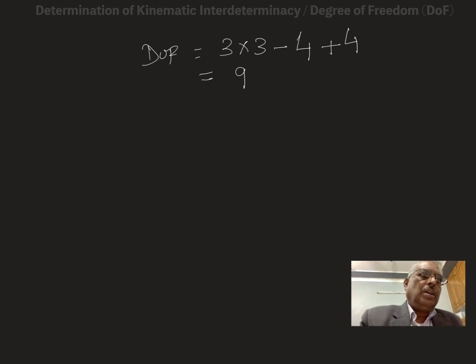5 for earlier and 4 for the internal hinge. So this way you can find out the degree of freedom. An internal hinge has 4 additional degrees of freedom. Now this is the case of the beam. Now come to the frame.